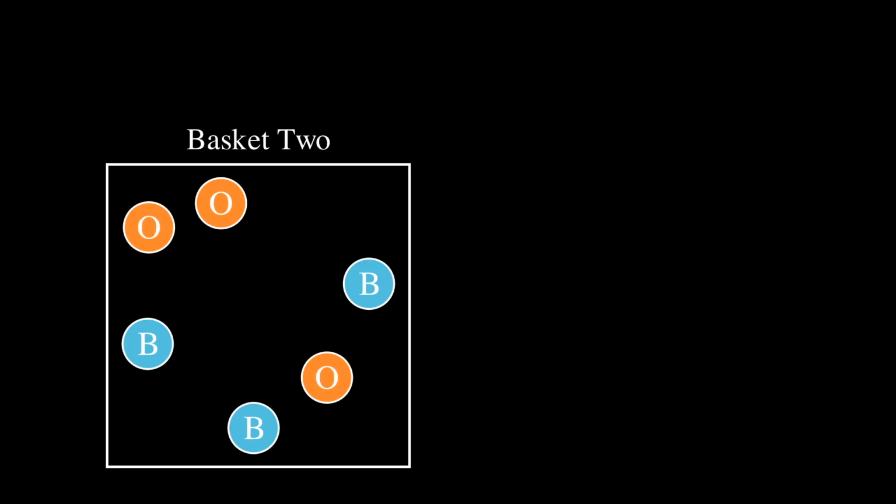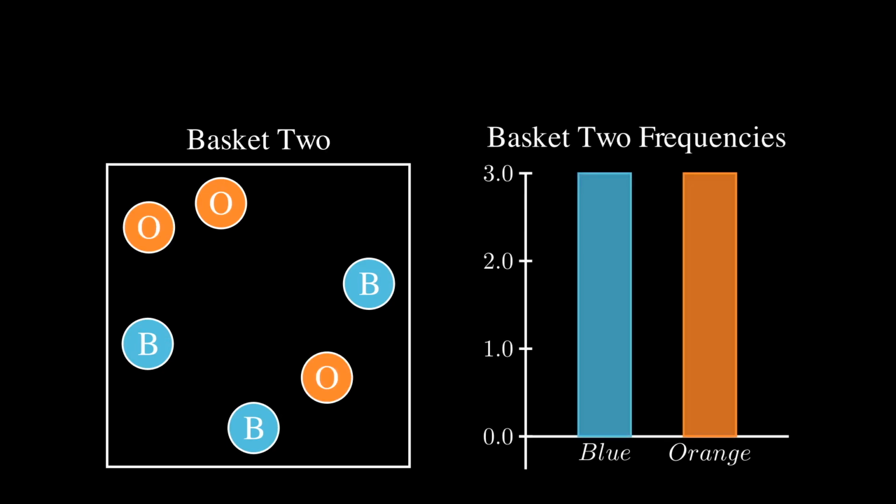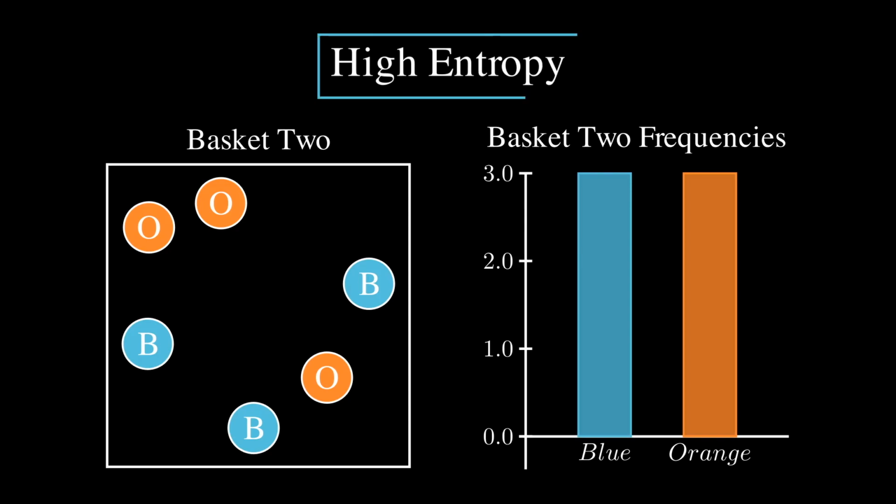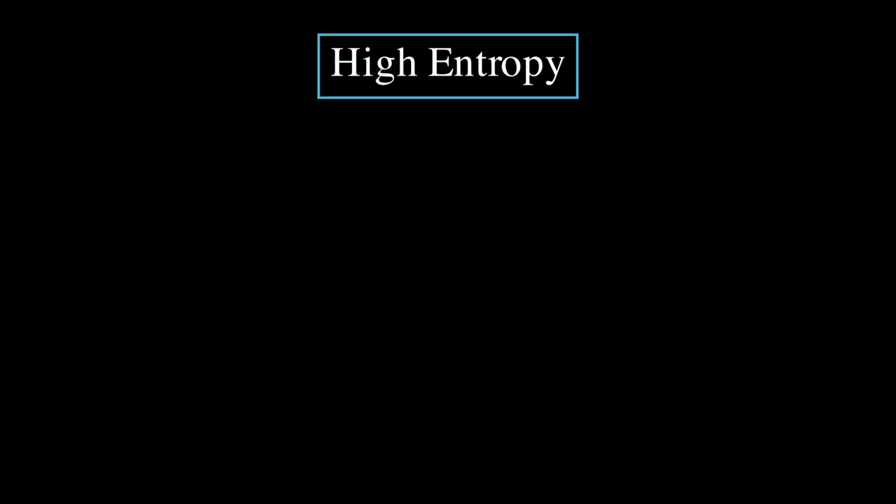Here's another example where we have 3 orange balls and 3 blue balls. This is a uniform distribution of ball color, where the probability is spread out as much as possible across the different states. So this corresponds to a high entropy probability distribution.